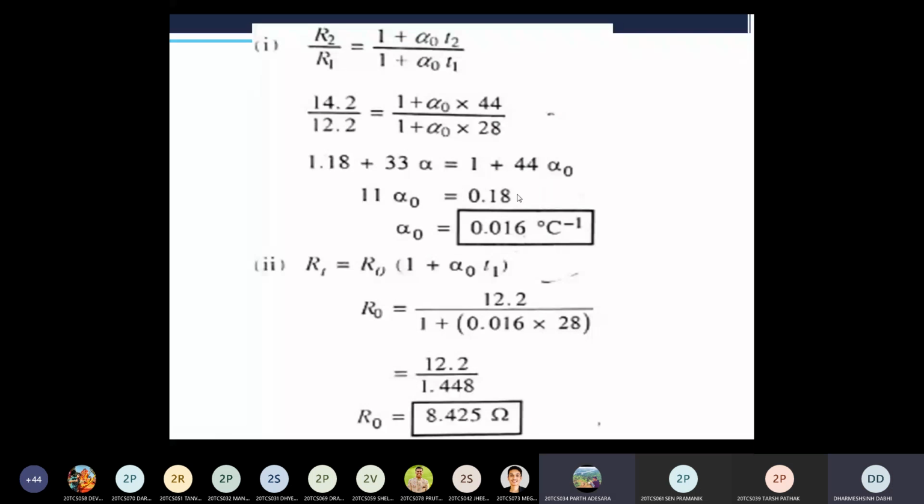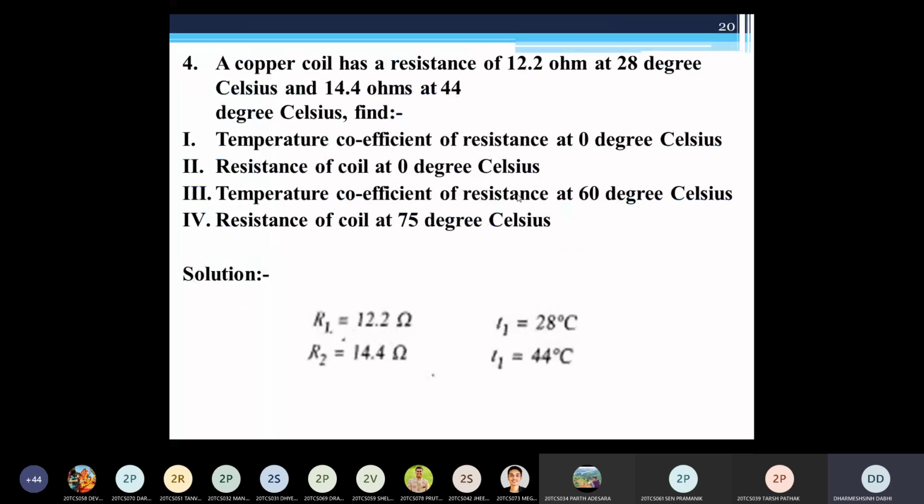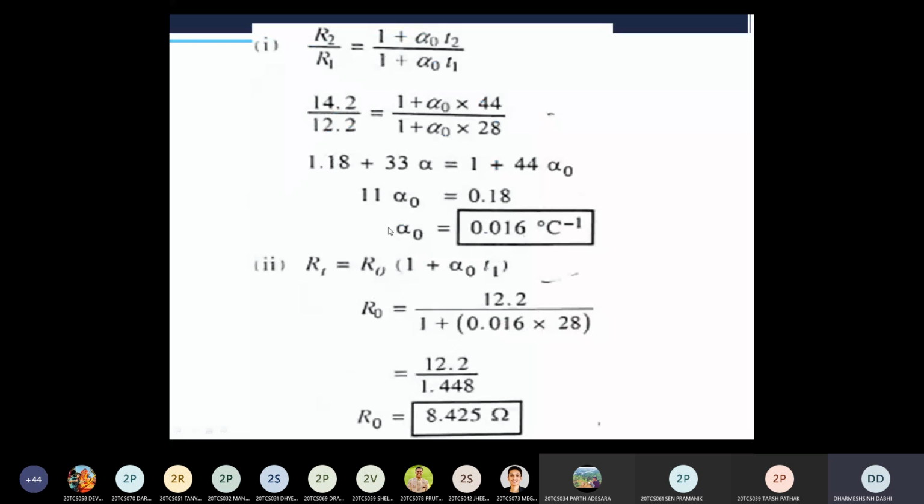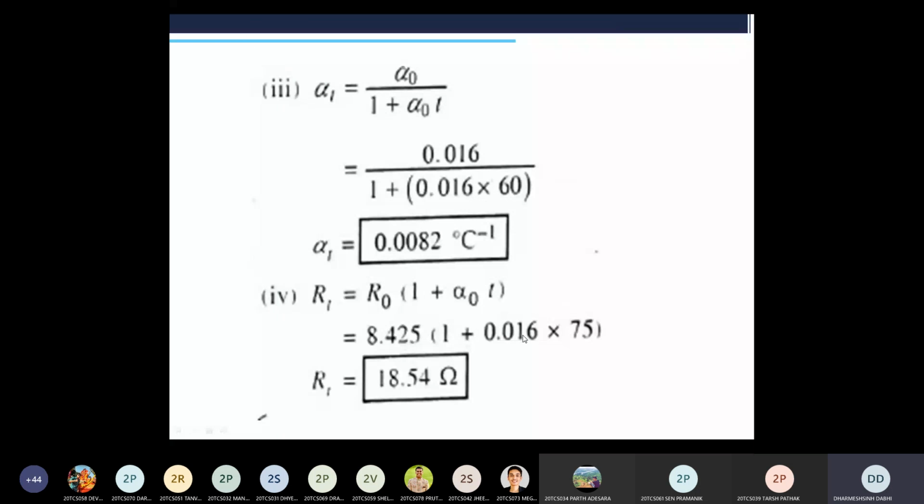Yes, sir. Okay, next, the fourth: resistance of coil at 75 degrees Celsius. Again the same equation. RT is equal to R0 into 1 plus alpha 0 T. So R0 we already calculated in the second question, 8.425, into 1 plus alpha 0, which we calculated in the first question, into 75. 75 is the temperature at which we want to calculate resistance. So the answer is 18.54 ohm. Clear all of you? Yes, sir. Is there any doubt in these 4 questions?